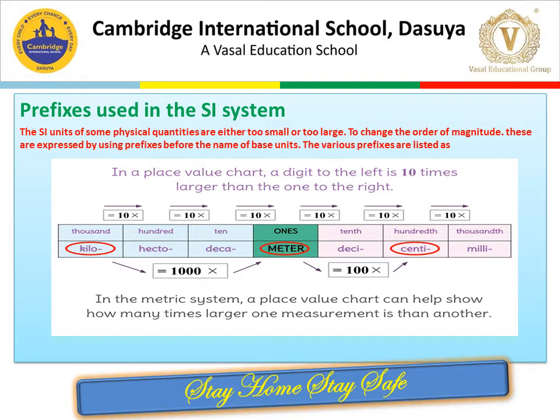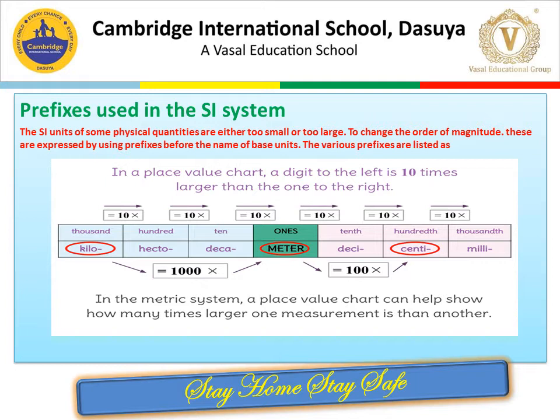Listen, here we have 10 as deca, 100 as hecto, 1000 as kilo, and then as we move toward the decreasing side, we'll see that after one we have the tenth, that is deci, the hundredth is centi, and the thousandth is milli. That means if we are moving toward the left in the place value chart, the value increases by 10 times.